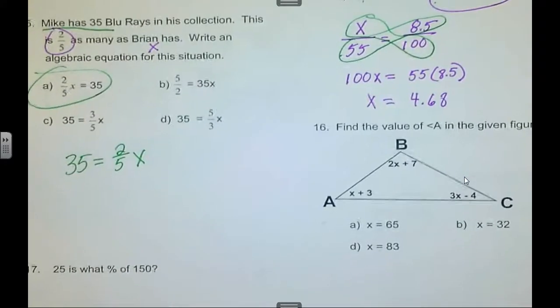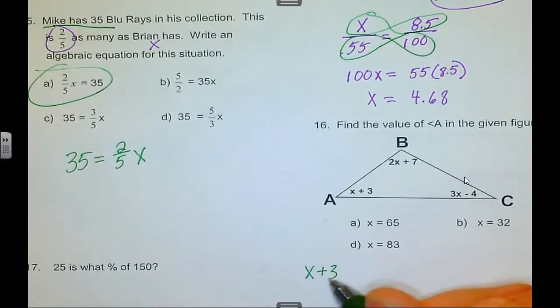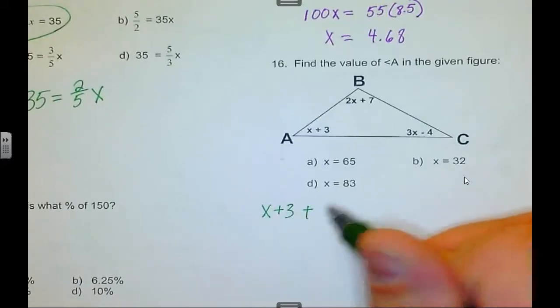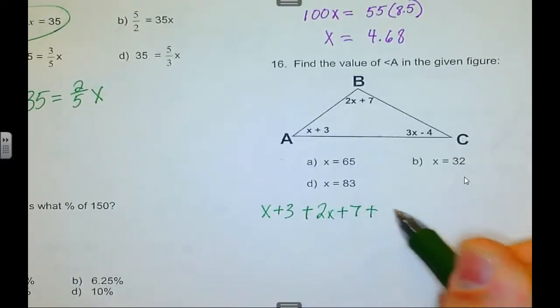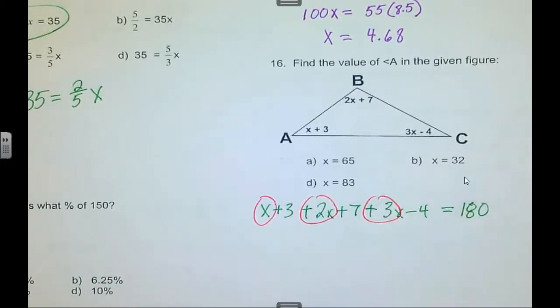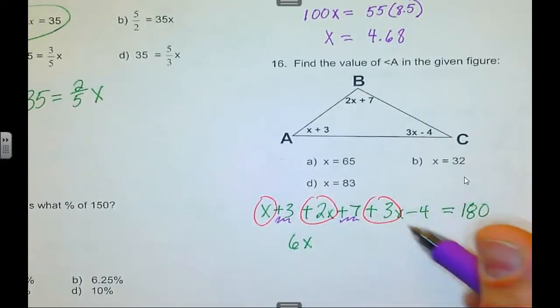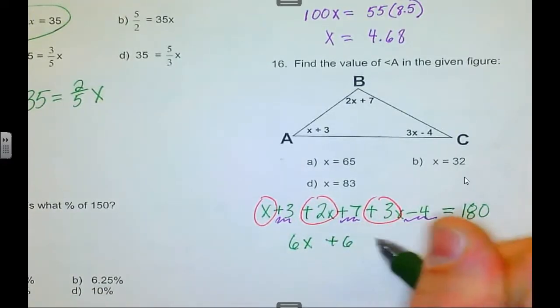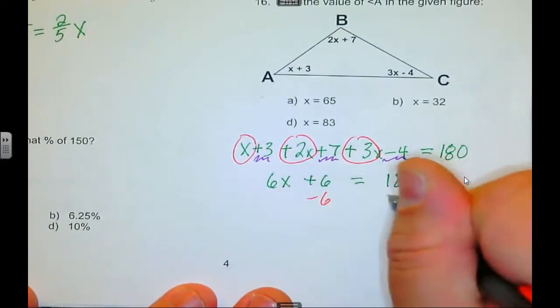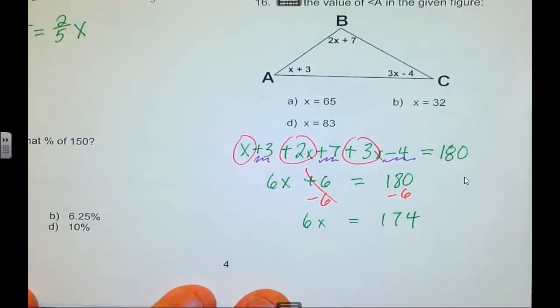16. If I add up all the angles of a triangle, what does it equal? Good. So I'm going to take angle A, x plus 3, plus angle B, 2x plus 7, plus angle C, 3x minus 4, set them equal to 180, solve for x. See, combine like terms. I get 6x plus 3 plus 7 is 10 minus 4 is plus 6. Subtract 6 from both sides.